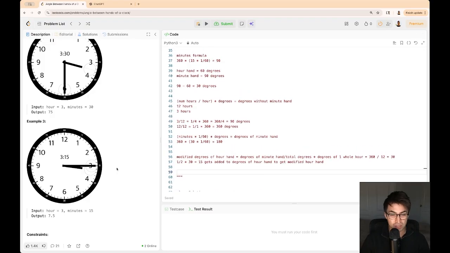So that was 90 degrees, 360 degrees. And then the minutes times 160 divided by the degrees. The minutes is 90 times 160 is 3/2, which is 1.5. The degrees of the whole hour is 30.